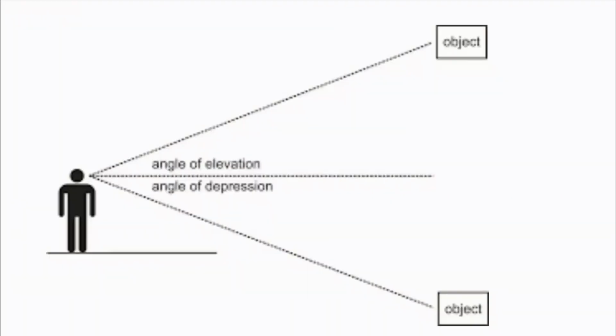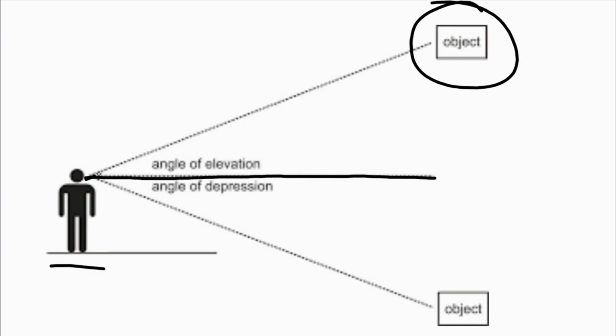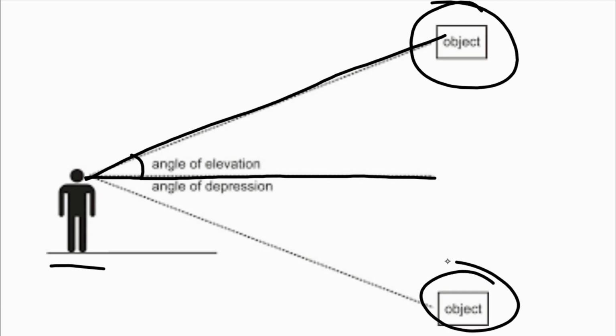Angles of elevation and depression occur when I have an observer and a line of sight and an object either above or below me. So this is my observer, this is the line of sight. When I look above me, this would create an angle of elevation because again I'm looking up. Now if I'm looking down at the object, this would create an angle of depression because I'm looking down.